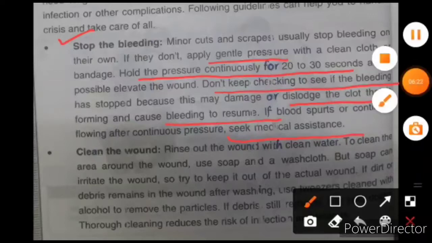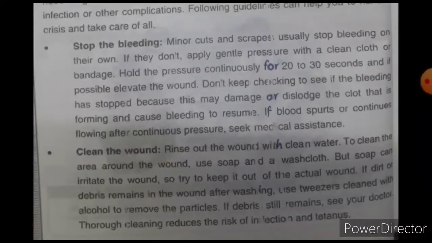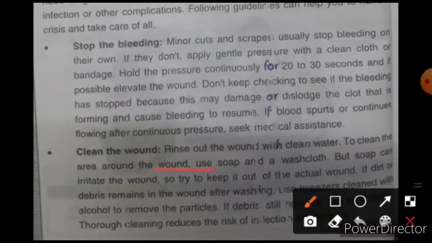Okay. Now the next point that we have is to clean the wound, rinse out the wound with clean water. Rinse means that you should clean it with water. Rinse का मतलब है कि पानी से साफ करना है. ठीक है. To clean the area around the wound, you have to clean the area around the wound. Wound का मतलब होता है ज़ख़म. इसके इर्द गिर्द वाला एरिया आपने उसको साफ़ करना है with water.